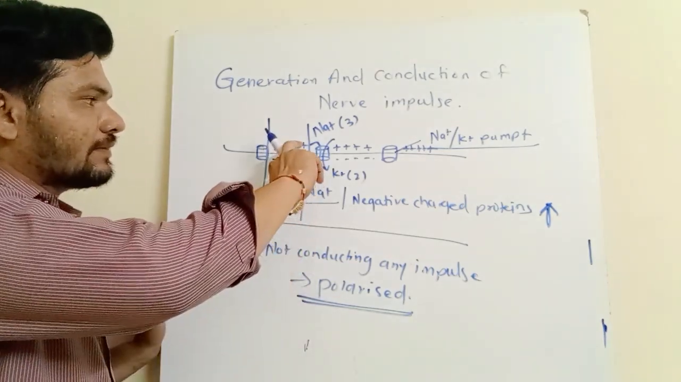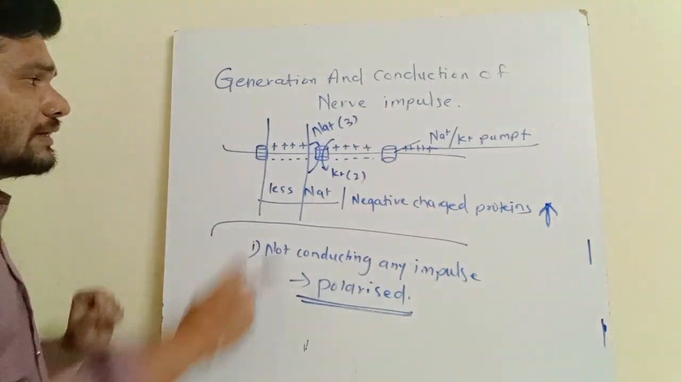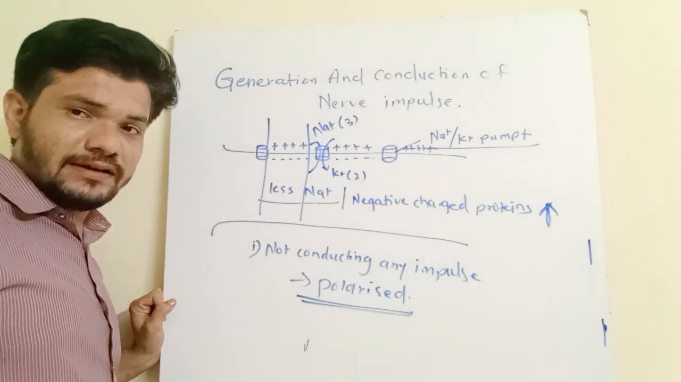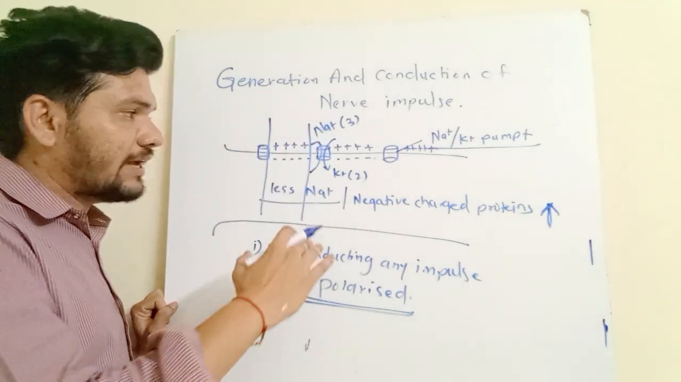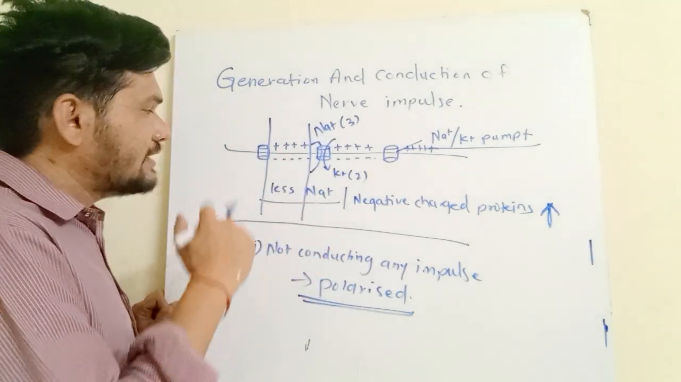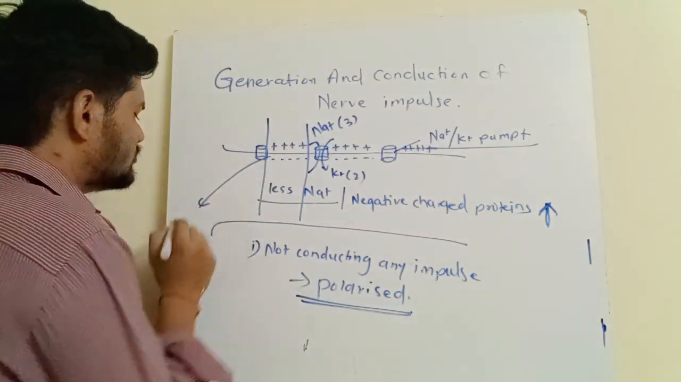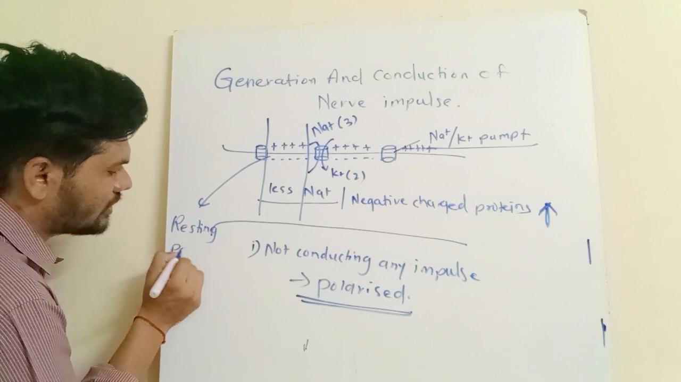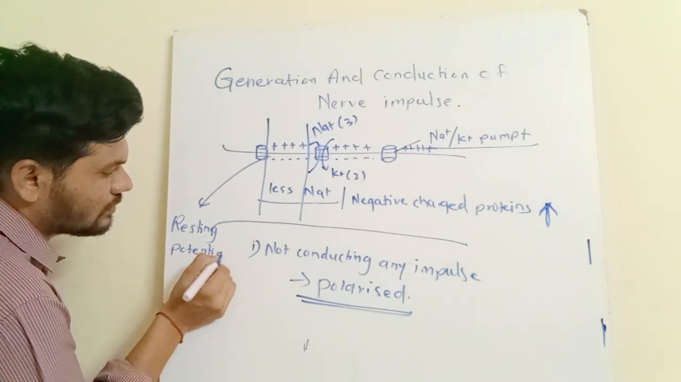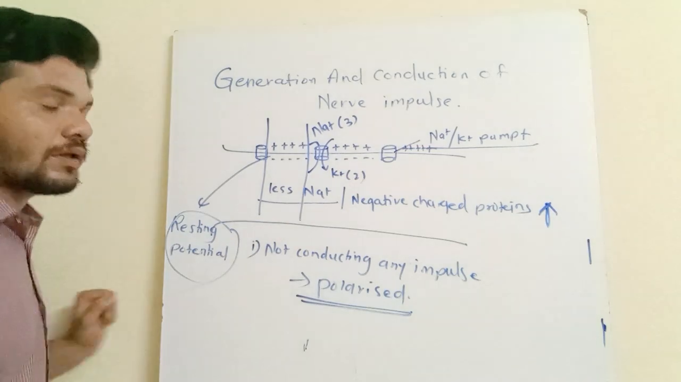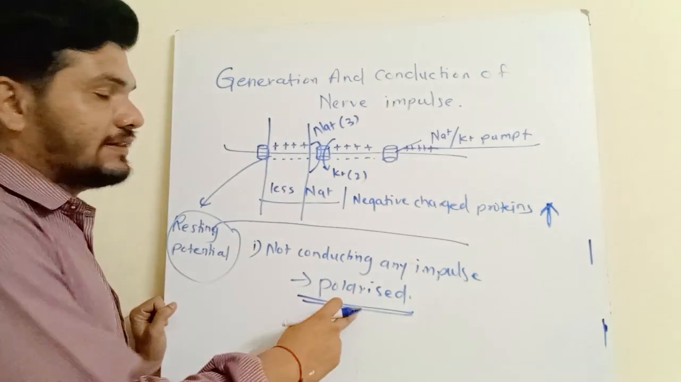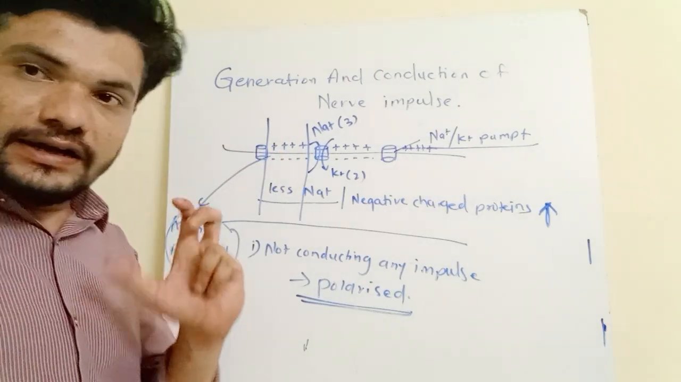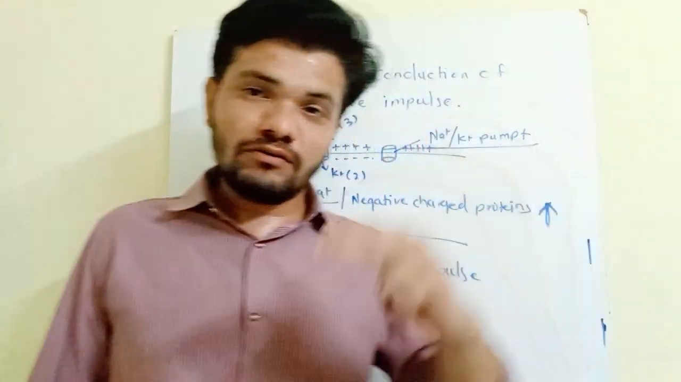See, this positive and negative charge, this electrical difference present between the inner and outer surface of the axon is known as the resting potential. Resting potential, whenever the polarized state is present in the axon. This is resting potential, the electrical difference present between the inner and outer surface of the axon.